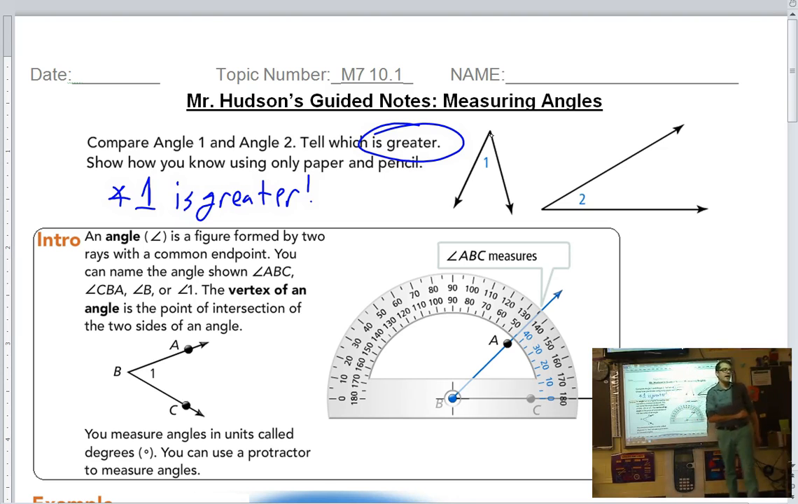And we found that visually just using paper and pencil. So that is the symbol. Thank you for asking. I was baiting somebody to ask. This symbol means the size of the angle. So the size of angle 1 is greater. That is the angle and then a little arc.